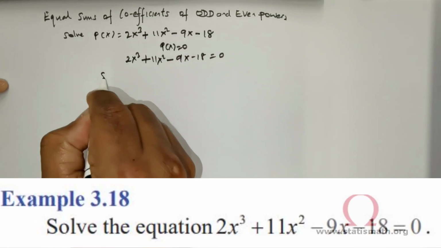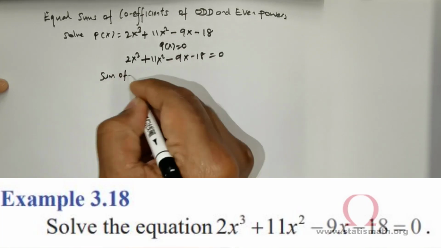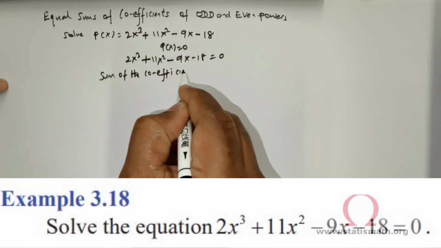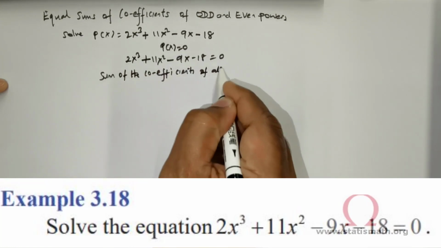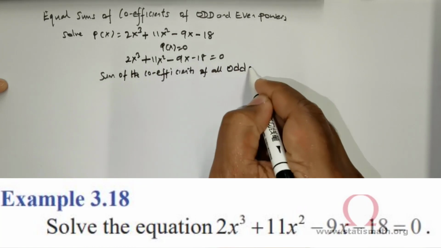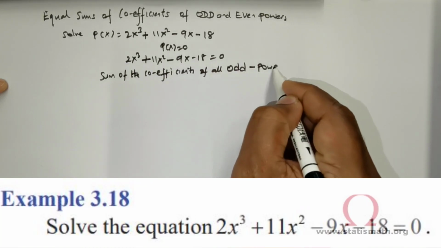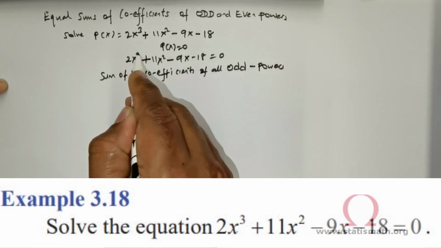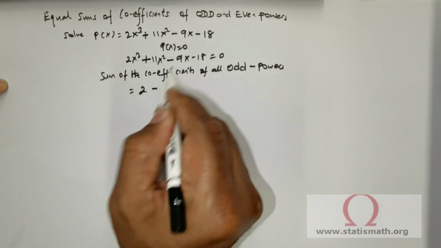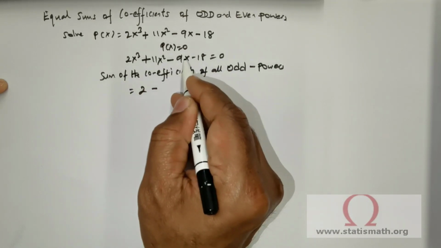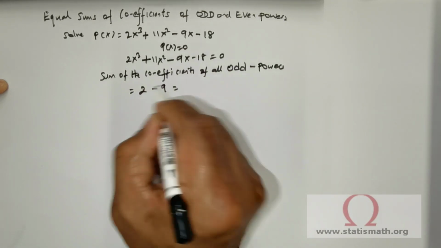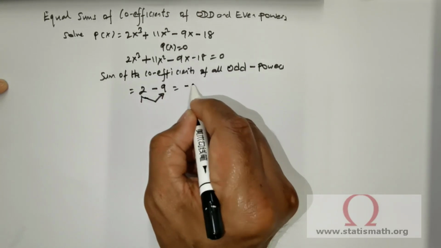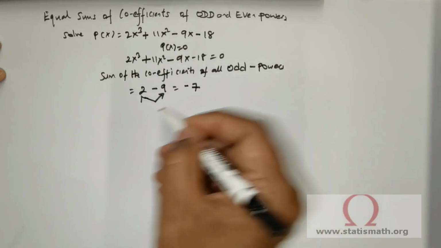First, you have to take the sum of the coefficients of all odd powers. Take the coefficient of x³, which is 2, followed by the coefficient of x, which is −9. Add these two things together. When you do that, you get −7.